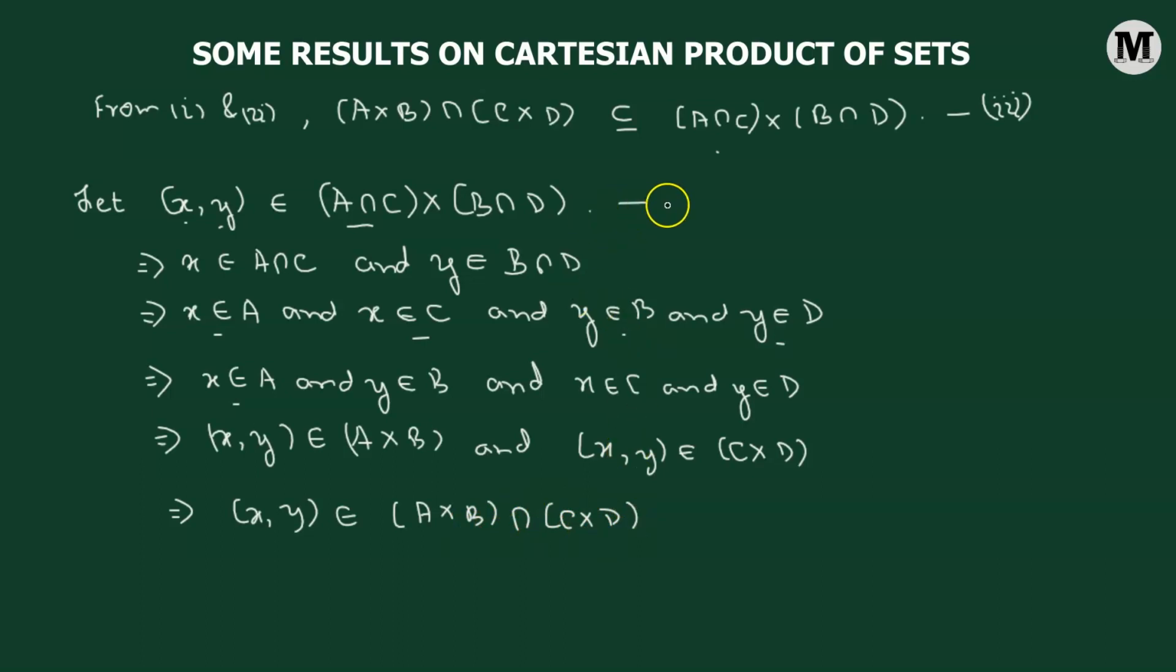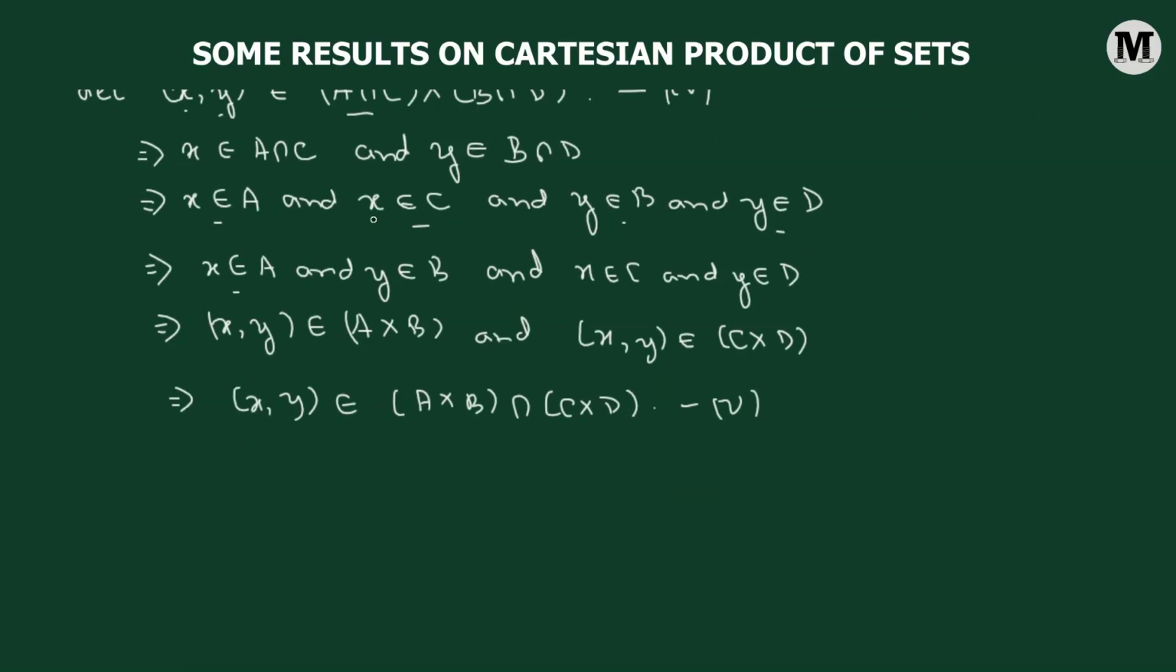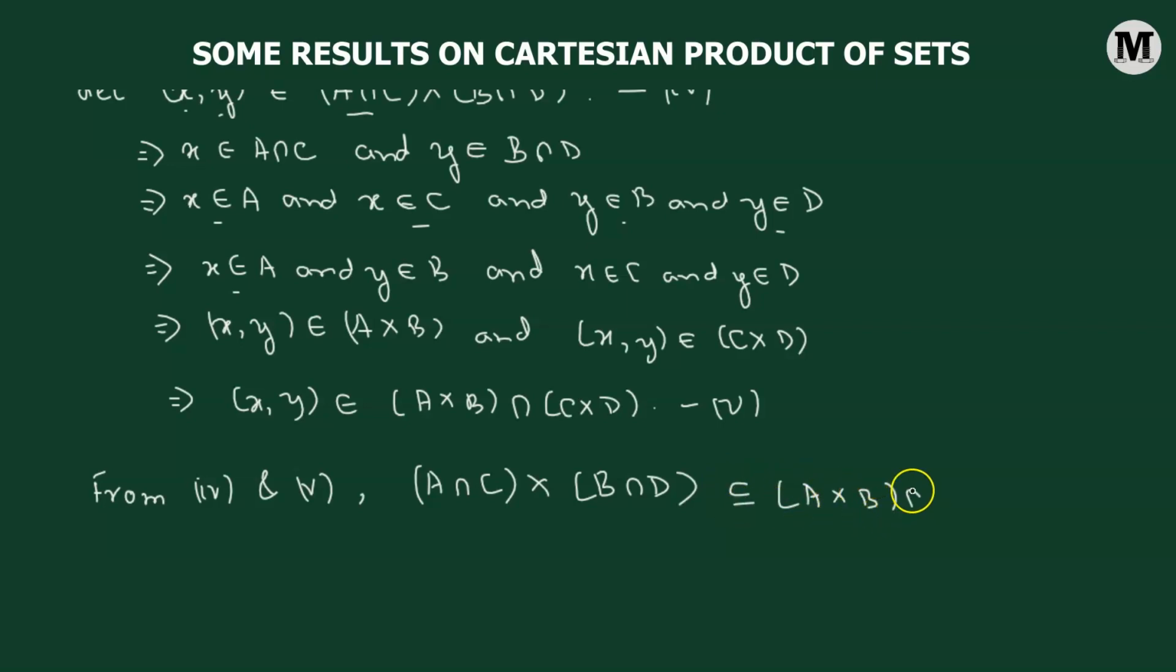So if we suppose this to be statement number 4, and finally we obtain statement number 5, we can write here that from statement number 4 and statement number 5, we can say that A intersection C, the Cartesian product with B intersection D, is a subset of the set, the Cartesian product of A and B intersection with the Cartesian product of C and D. So let this be statement number 6.